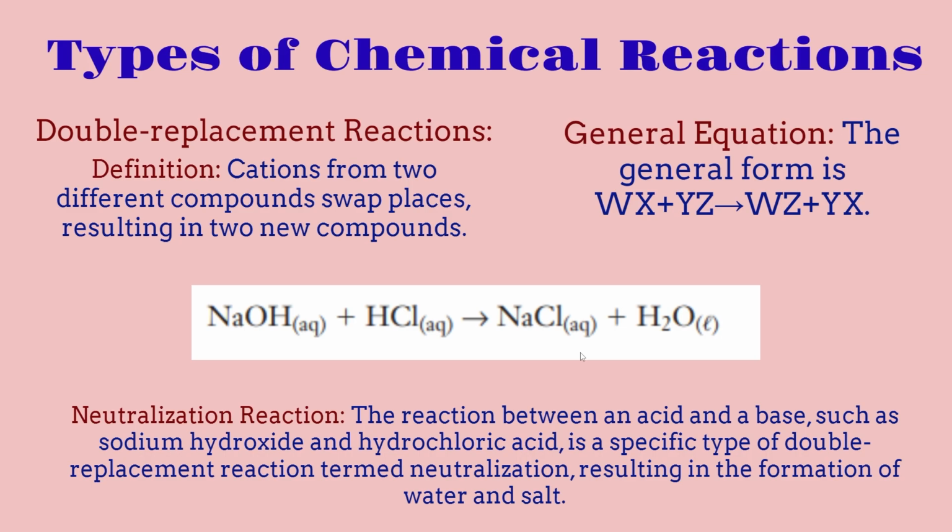Inside of this reaction, it was also a neutralization reaction, and that is because there was a reaction between an acid and a base, such as sodium hydroxide and hydrochloric acid. This is a specific type of double replacement reaction, meant for neutralization, resulting in the formation of water and salt. So we went from an acid and a base, and we got a neutralization, which came with water and salt. So that summarized our fourth type of chemical reaction, which was the double replacement reaction.